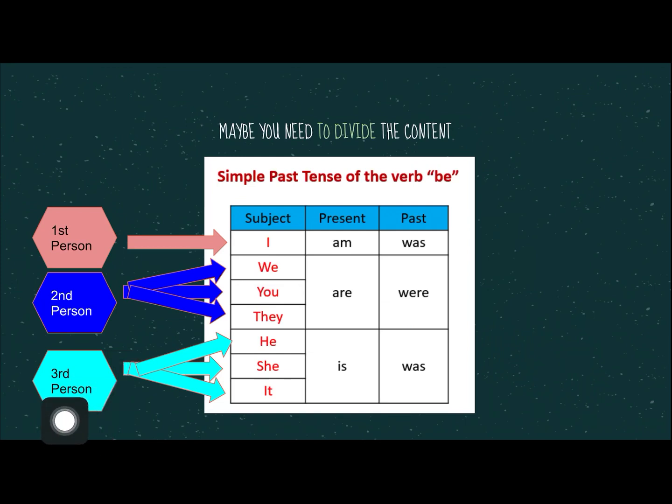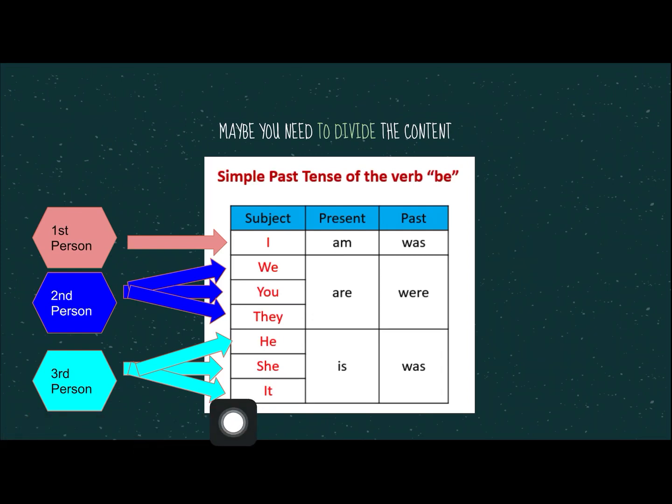And for the third person we have just individually: he for a man, she for a woman, and it for not people, something that is not people. They could be objects, places, events, situations, animals.